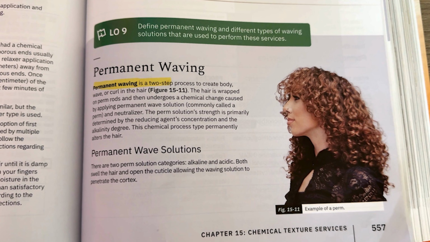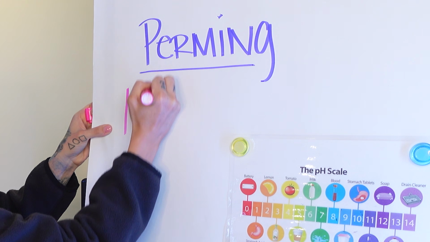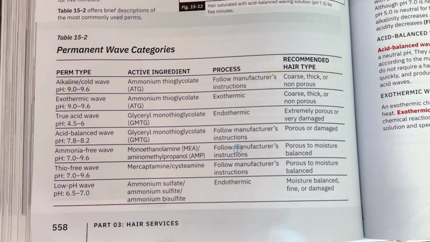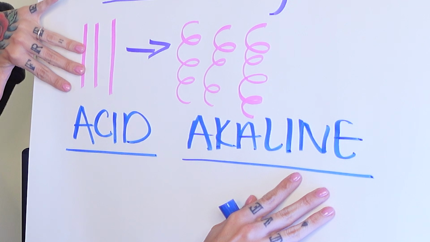Permanent waving is just a two-step process. You're permanently changing the hair. You have straight hair that you are turning into curly hair. 558, 559, this is where it gets confusing. There are two main types of perms. You can have an acid perm, acidic perm, or an alkaline perm.